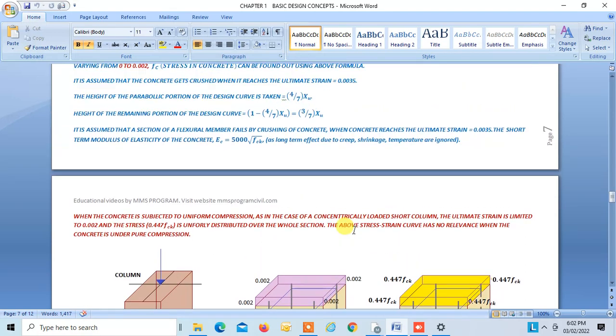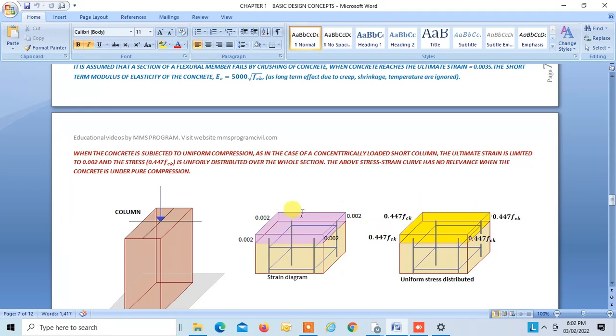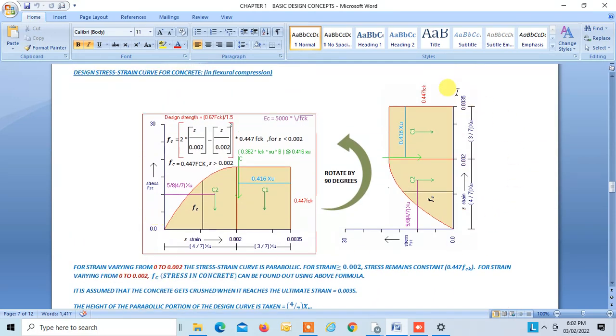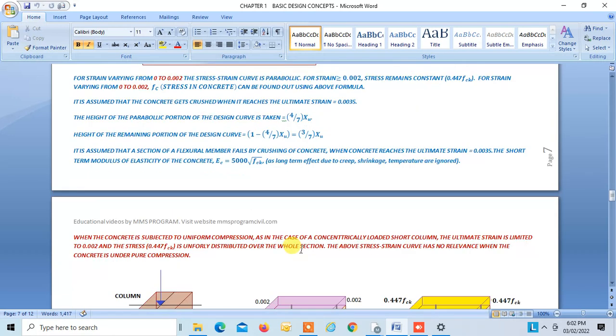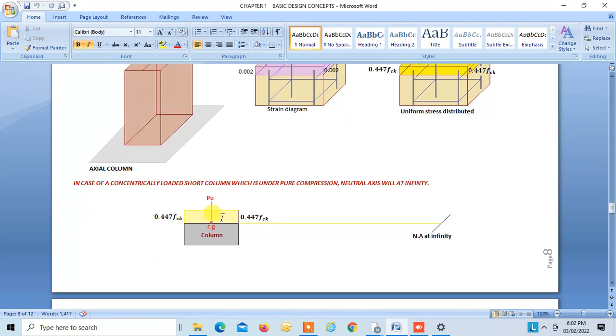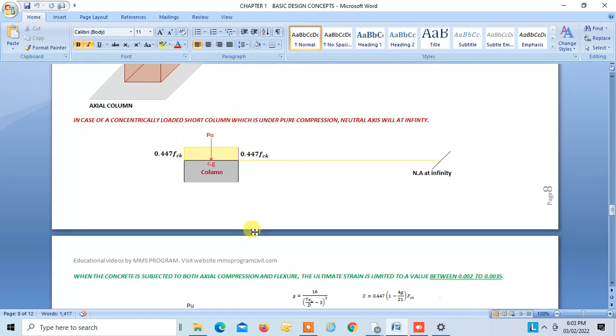So this is the stress diagram and this is the strain diagram for concrete under pure compression, and this is for compression in flexure. In case of a concentrically loaded short column under pure compression, the neutral axis will be at infinity. That is why you have uniform strain and uniform stress over the whole section.